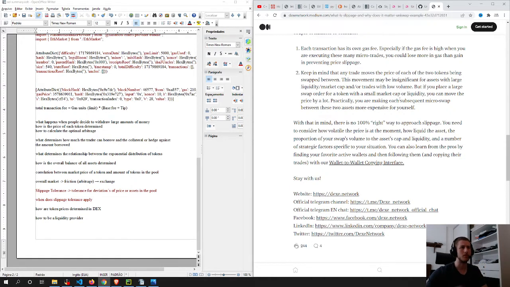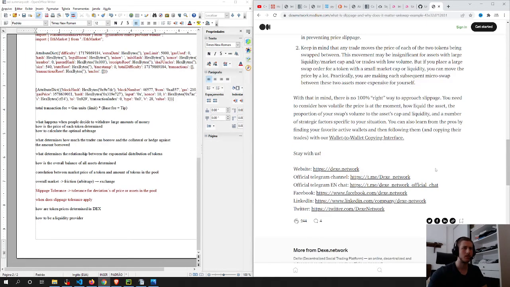Place a large swap order for a token with a small market cap or liquidity, you can move the price well. You're making each subsequent micro swap between these two assets more expensive for yourself. There is no 100% right approach to slippage. You need to consider how volatile the price is at the moment, how liquid the asset is, the proportion of your swap's volume to the asset's cap and liquidity, and a number of strategic factors specific to your situation. You can also learn from the pros by finding your favorite active wallets and then following them and copying their trades, if you use a wallet-copying interface.